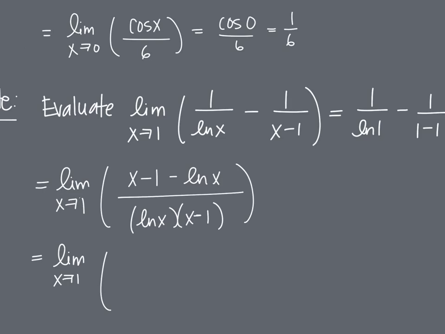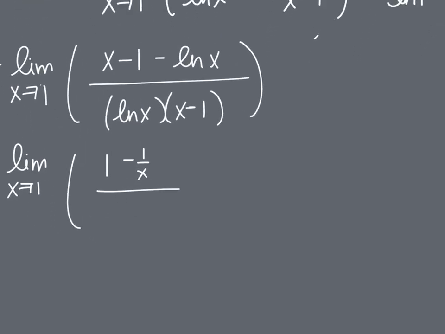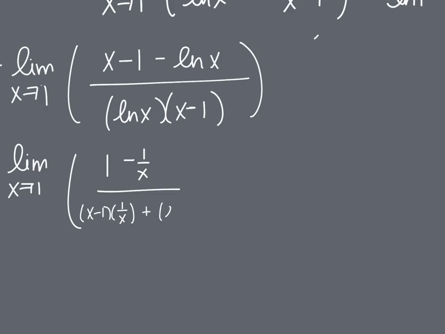We'll have the derivative of x, which is 1, the derivative of negative 1, which is 0, the derivative of the natural log of x, which is 1 over x. And then how are we going to do the derivative of the denominator? Not chain rule, product rule. So my product rule is going to say x minus 1 times 1 over x plus ln of x times 1.